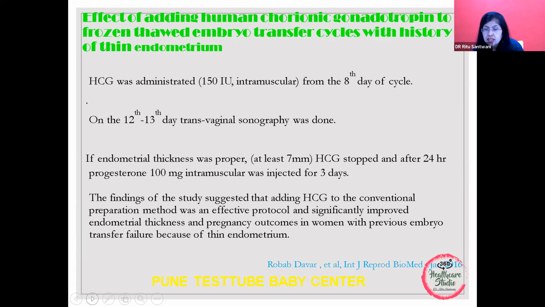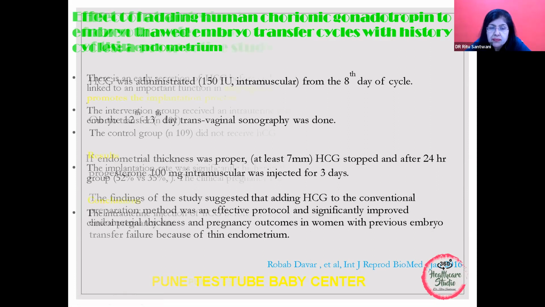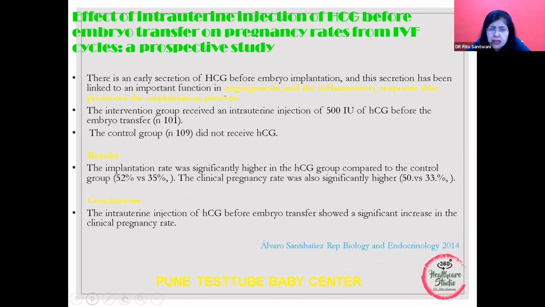The studies have shown that addition of the HCG to conventional preparation was an effective protocol and significantly improved the endometrial thickness and pregnancy outcomes in women with previous embryo transfer failure because of the thin endometrium. So there are different studies. Some studies support this, some do not. So these are the different studies in this slide.